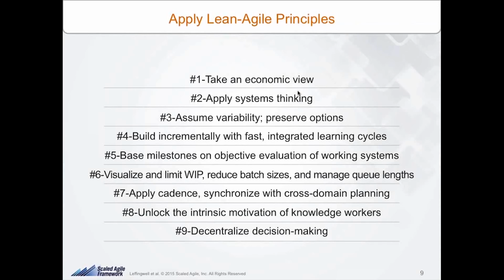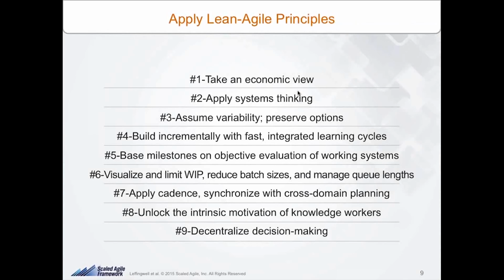Number 5 is base milestones on objective evaluation of working systems. We're not opposed to milestones in our Lean-Agile world. We're fine with them. We just want to make sure that they reflect what's meaningful to us and what's really meaningful to the customer, which is how's our system working? How's that application working? Is it deployed? Has it made it through DevOps? Are customers actually using it?